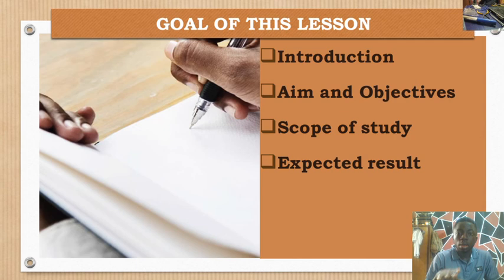So the aim and objectives. The aim of this workshop, of this lesson, is just to familiarize you with what we know as Arduino. So the scope of study: I'm just going to explain some basic projects in Arduino, some basic topics. Just gonna talk about it, and then we do some kind of practical stuff. So that is all about the scope.